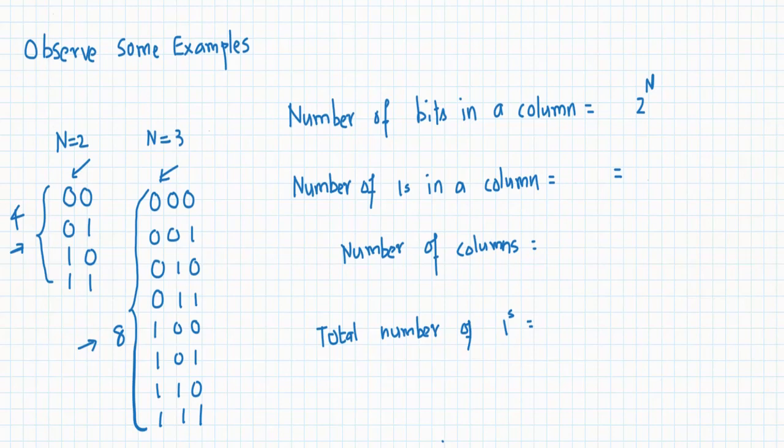Now let's see the number of ones in a particular column. If you look at this particular column, there are 8 bits and half of them are ones, and same case for this column, half of them are ones, and same case for this column, half of them are ones. And we can observe the same pattern for n equal to 2 as well. So the number of ones in any column is half the number of bits in the column, which is going to be 2 power n minus 1.